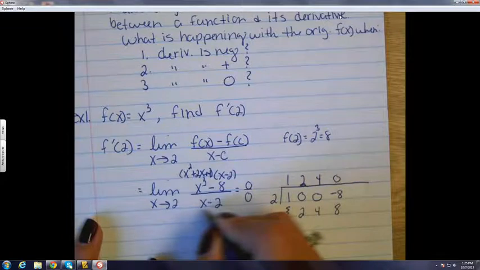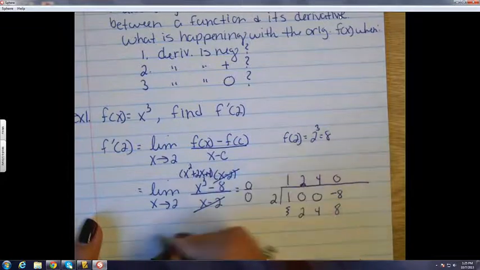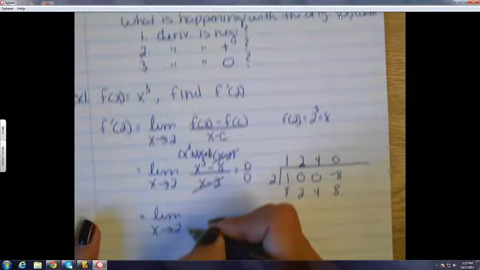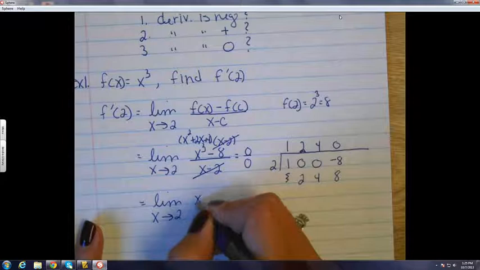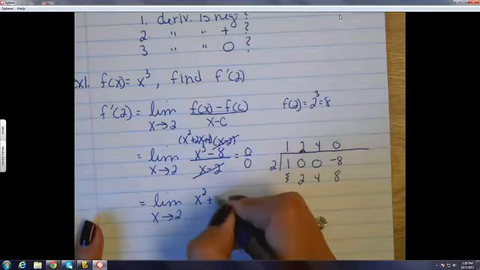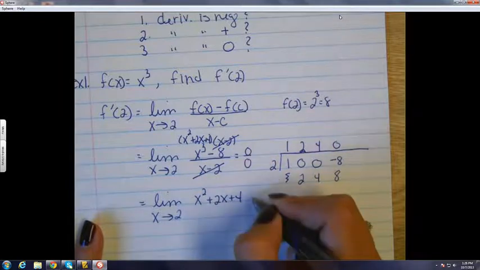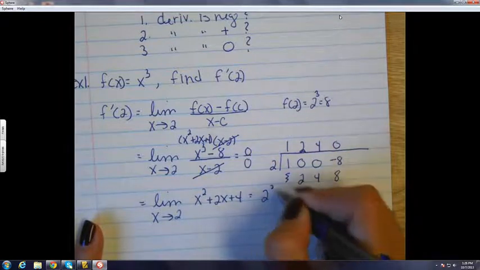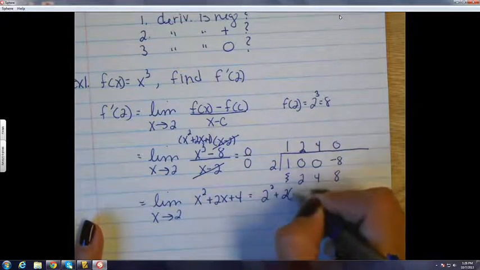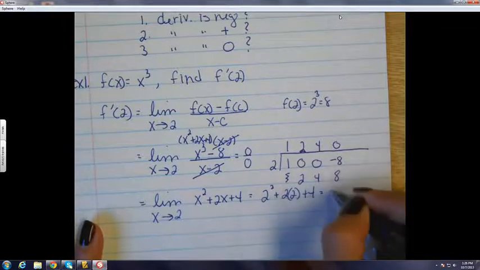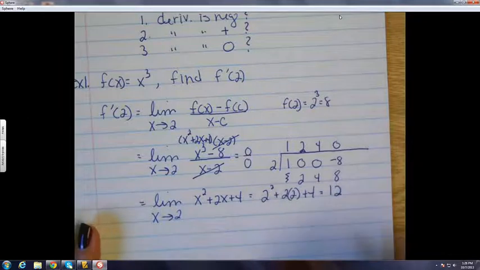Now I can cancel off. So the limit as x approaches 2 is whatever I get when I substitute into the remaining quadratic. So that's 2 squared plus 2 times 2 plus 4, 12. Okay, that's our exact derivative.